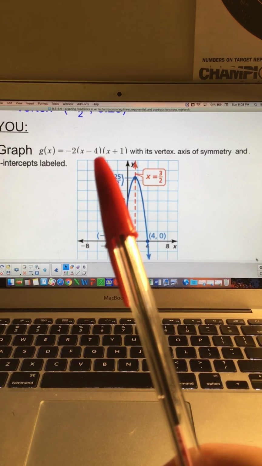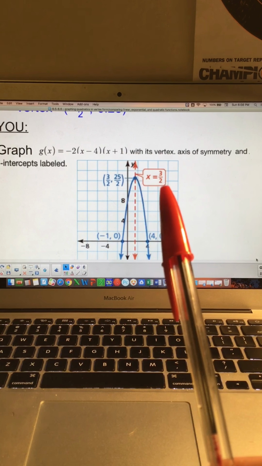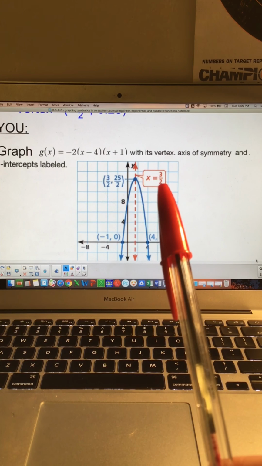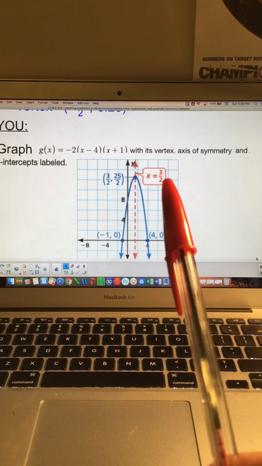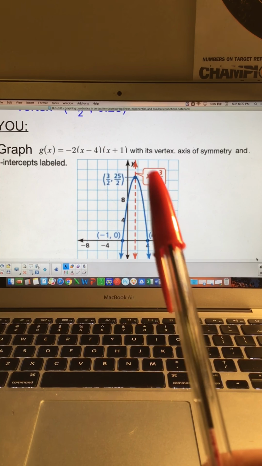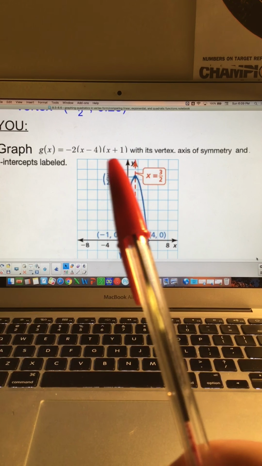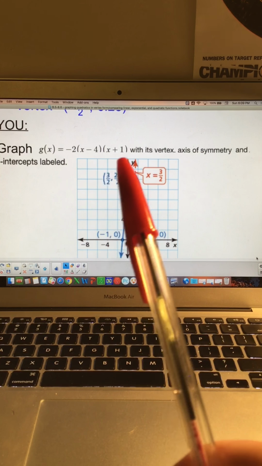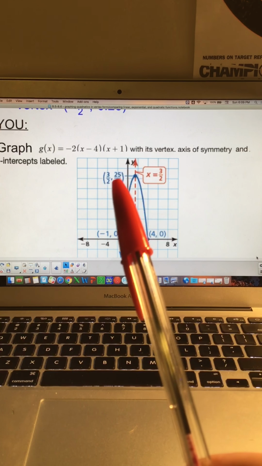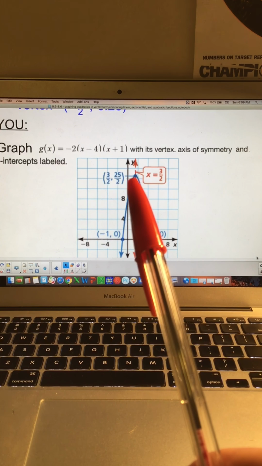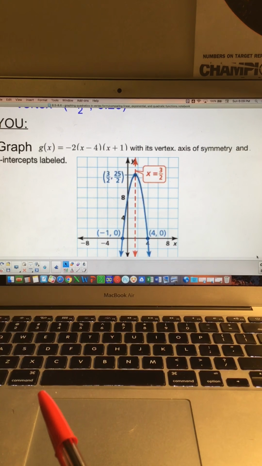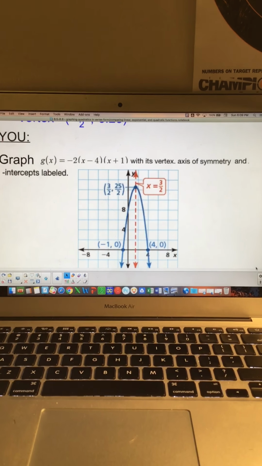When you plug in p plus q divided by 2, you should get 3/2. It's alright if you left it as 1.5. When you plug that 1.5 back in for x to get the vertex, you should get 25/2. 12.5 is also fine as well. Okay?